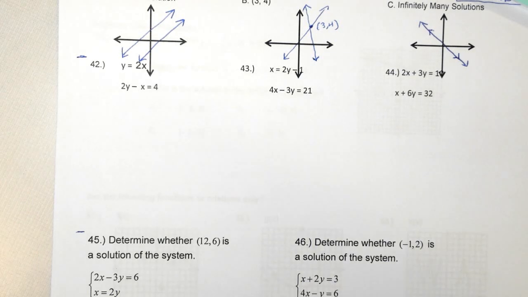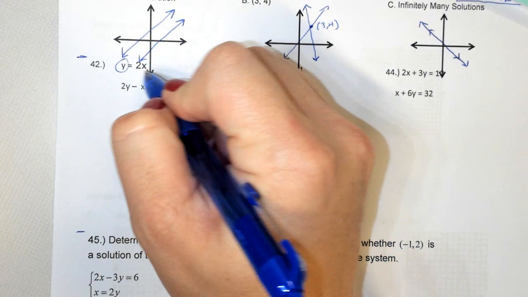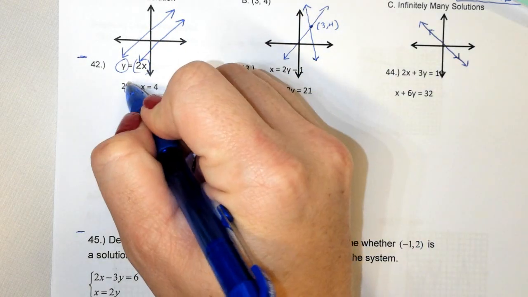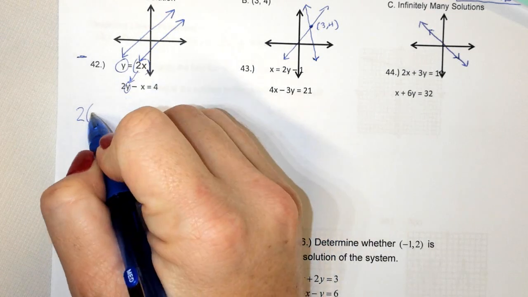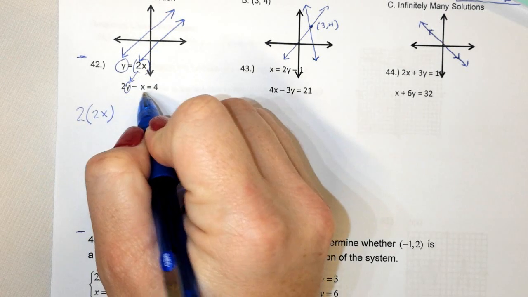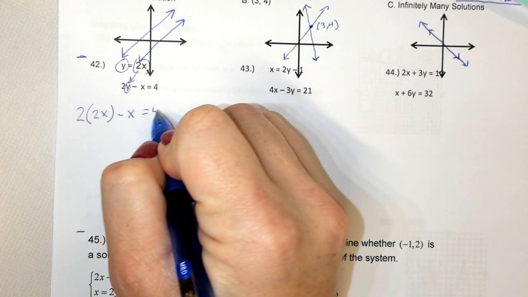Should have given better instructions on 42, 43, and 44, but these are solving systems. Okay, and this first one is set up for substitution. So you'll see I have y equals 2x. So I'm going to replace y with 2x. So instead of y, I'm going to write 2x minus x equals 4.